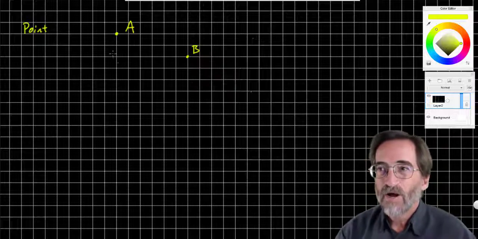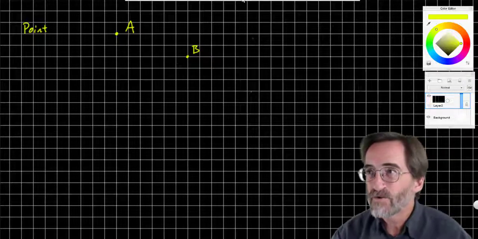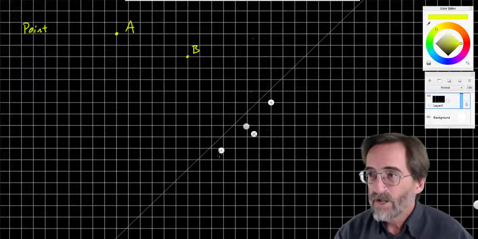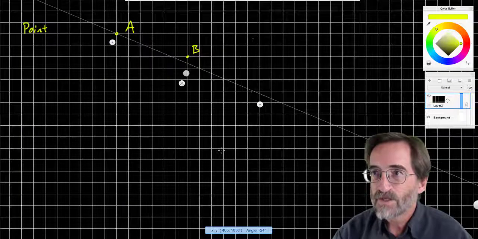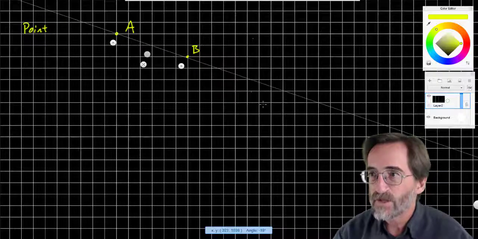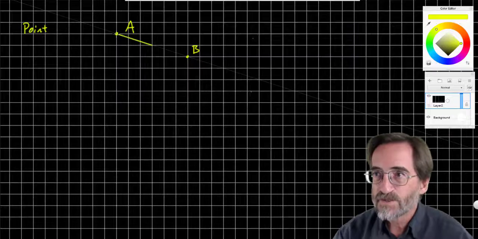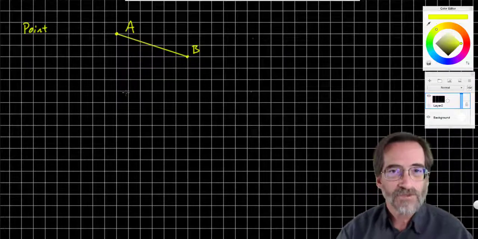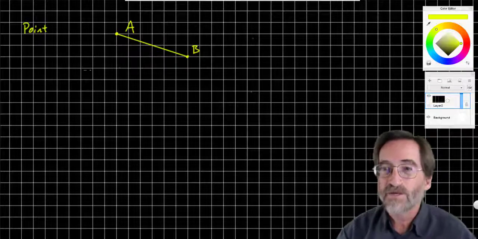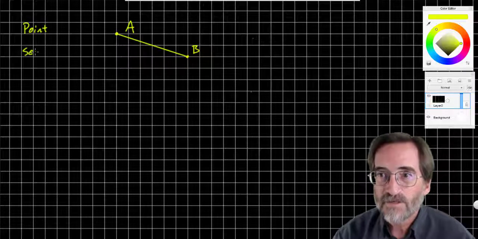Okay? Now, with points, we can extend that. Now that I've got 2 points, I can identify some other things. For example, I can define something called a segment. Or actually, I'm going to start by defining a segment. So a segment is 2 points, any 2 points, and all the points between those points. And there's a very precise definition that we're not going to get into. But this is known as a segment.